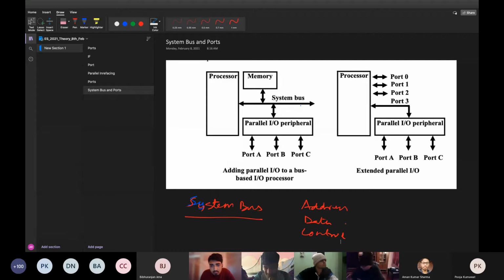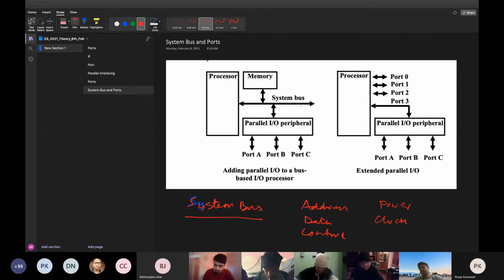Sir, some extra lines for error correction bits. Power may be there, clock may be there. So these will also be there.